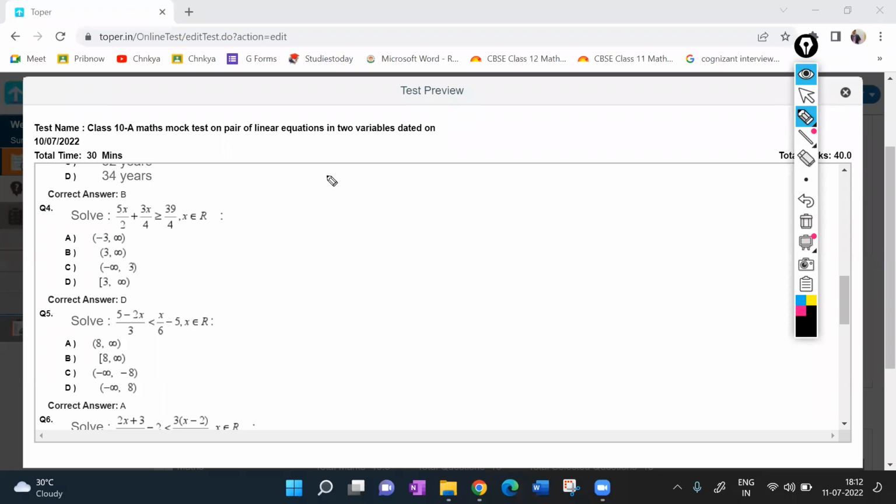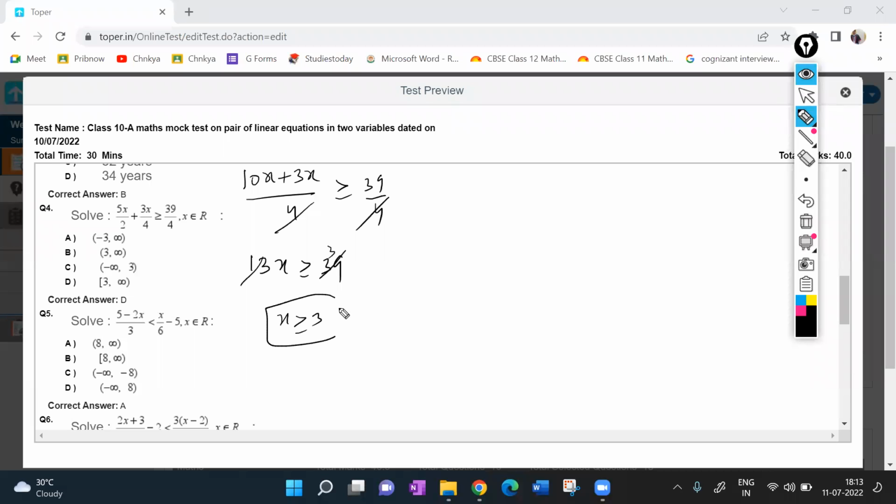So how did you solve it? First, taking LCM on both sides. What is the LCM? 4. So 10x plus 3x by 4 greater than or equal to 39 by 4. You can cancel 4 on both sides. So 13x greater than or equal to 39, x greater than or equal to 3. So x greater than or equal to 3 is nothing but 3 to infinity. This is the answer. Option D is correct. What is wrong in that?